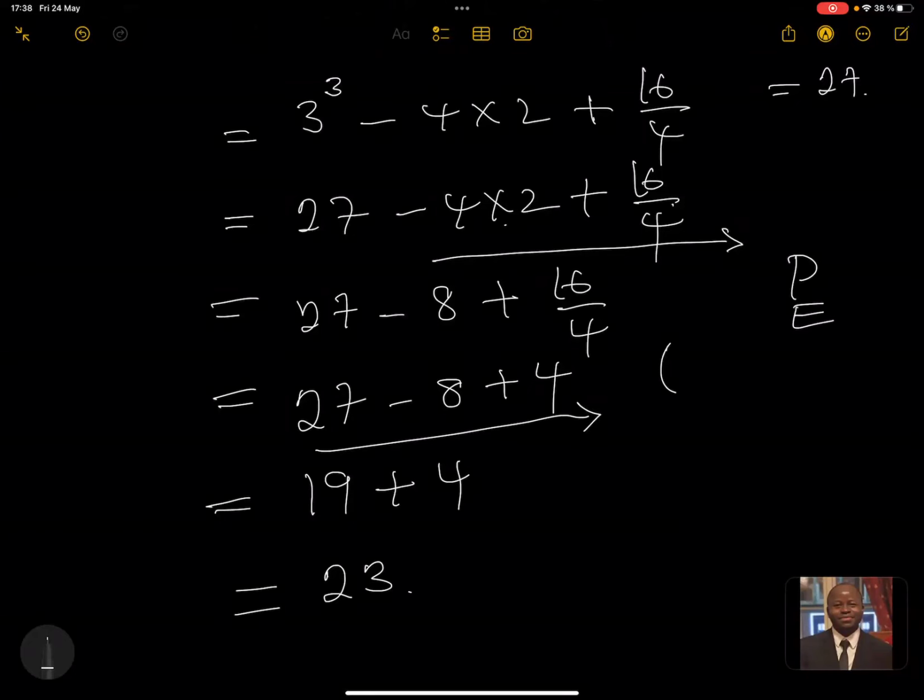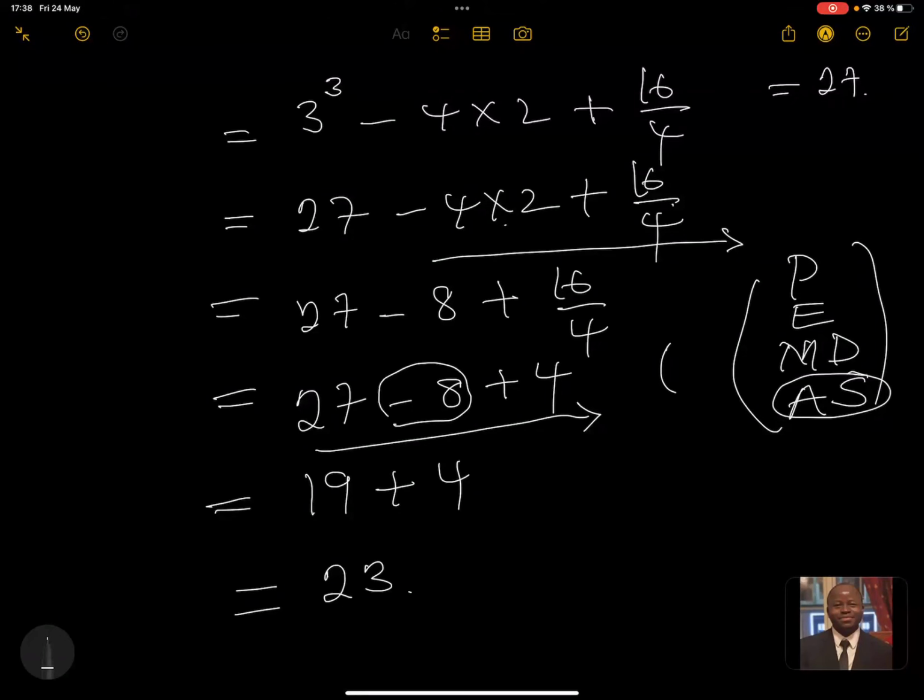Those rules are not just there for fashion. They are there for you to follow. Otherwise, I get it. I know where my mistake is. Look at this now: minus 8 plus 4. According to the rule of PEMDAS, addition and subtraction are on the same level. You give preference to the one you see first when you are moving from left to right. Be careful there. Thank you.